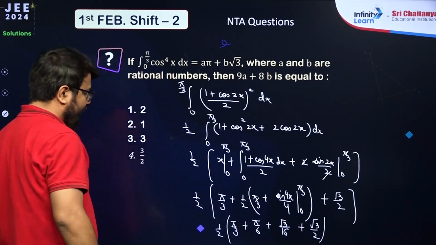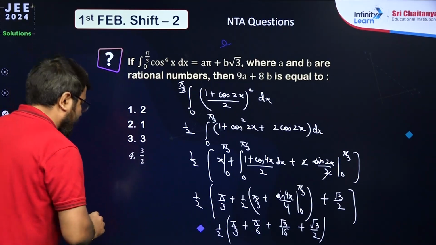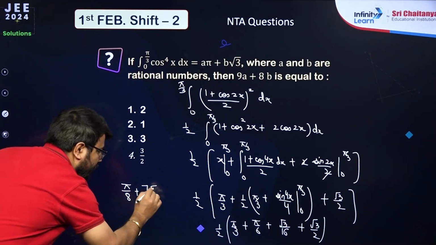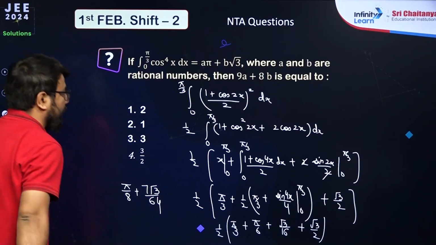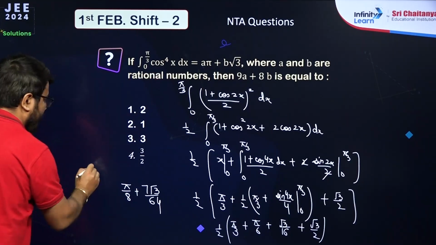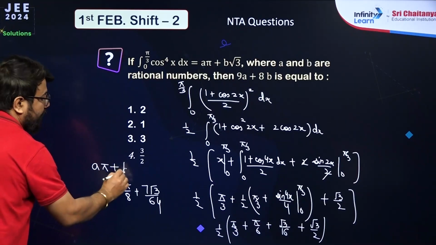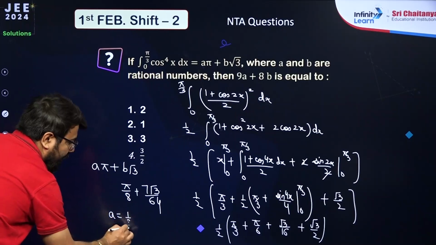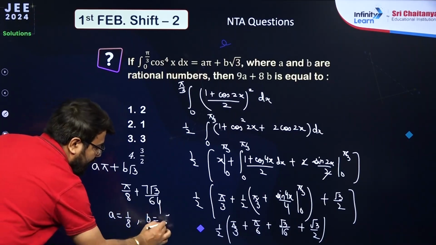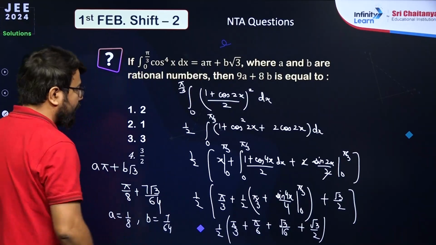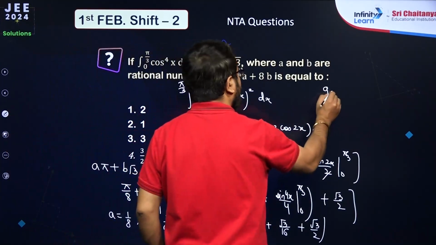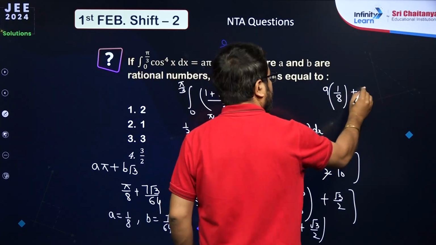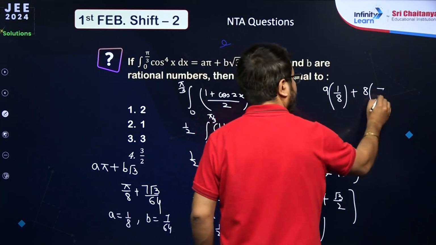So my dear students, if I try to simplify this entire expression, I will be able to get pi over 8 plus 7 root 3 over 64. Now the expression that they have given is a pi plus b root 3. So from the comparison, I got the value of a as 1 over 8, and the value of b as 7 over 64. Now they are asking us to get the value of 9a plus 8b.